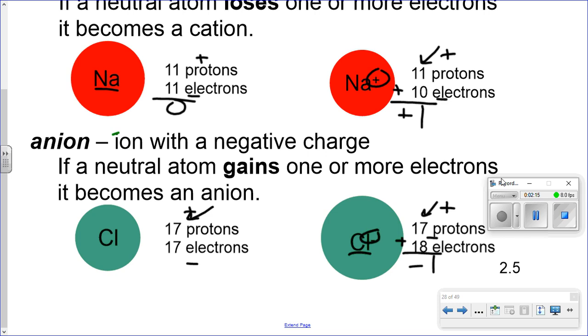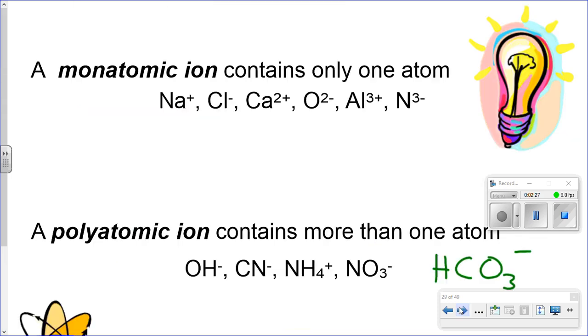Okay, so that's where electrons come from and how they move in and out, at least to create ions. That's not how they do it, it's the fact that they do it. And we end up with cations, which are positive ions, and anions, which are negative ions.